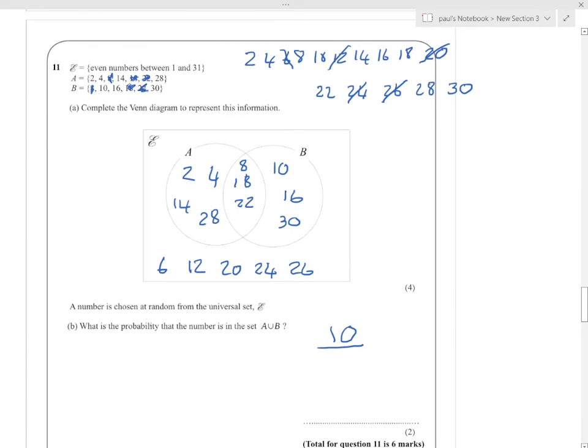Out of, a number is chosen at random from everything. Now, how many numbers do we have altogether? 1, 2, 3, 4, 5, 6, 7, 8, 9, 10, 11, 12, 13, 14, 15. So it's 10 out of 15.